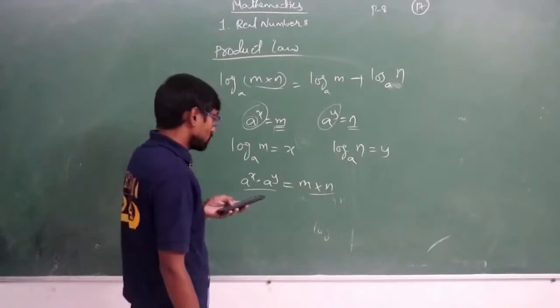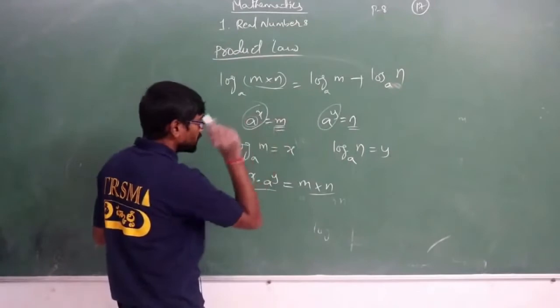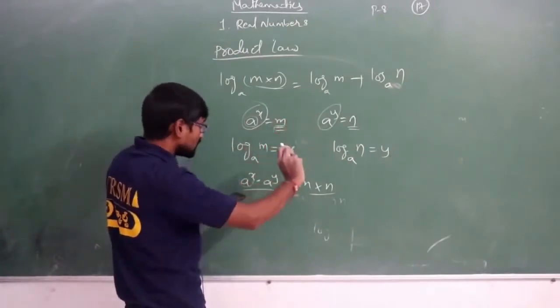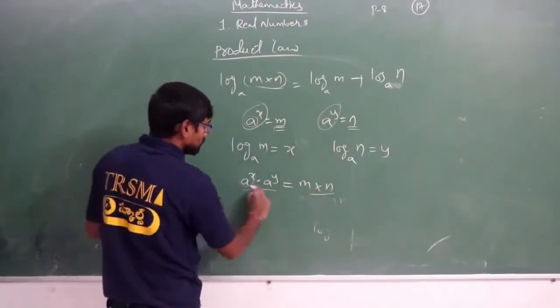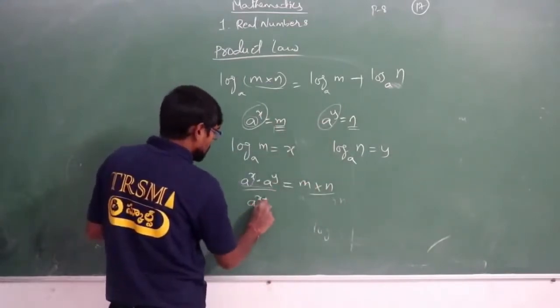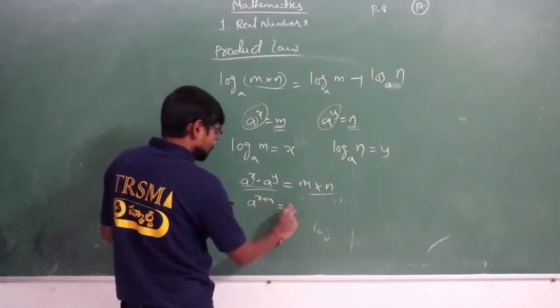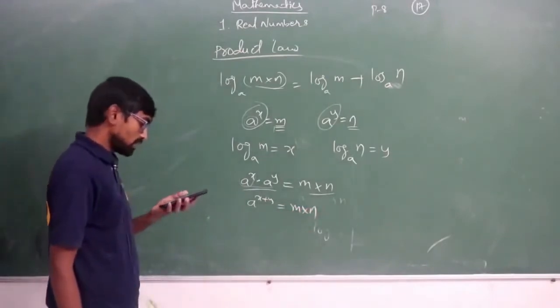So what do we have? A power x here is represented in the form of m, and a power y we have directly as n. So here if I add the powers, I will be getting x plus y is equal to m into n, isn't it? M into n.